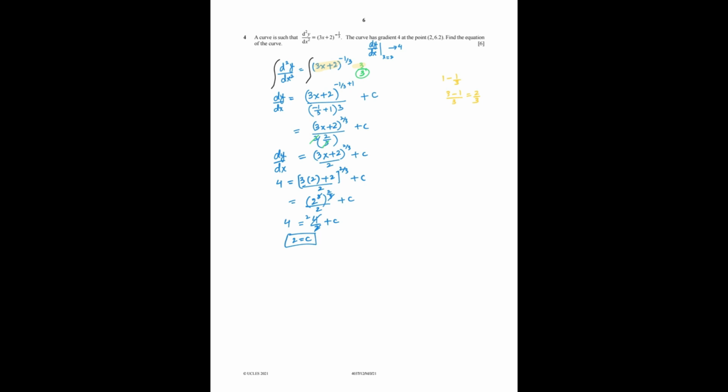Now the curve equation will be, when you place the value here, dy over dx equals (3x + 2) to the power 2/3 divided by 2, plus 2. Alright, after that we need to find the equation of the curve. So again we need to integrate this function, and again we need to multiply and divide by 3 here because the derivative part should be present with it. Now the function is ready to integrate, right?